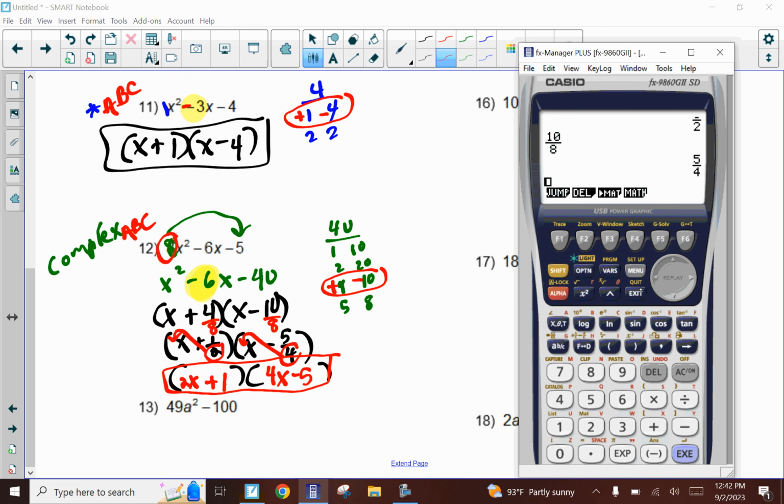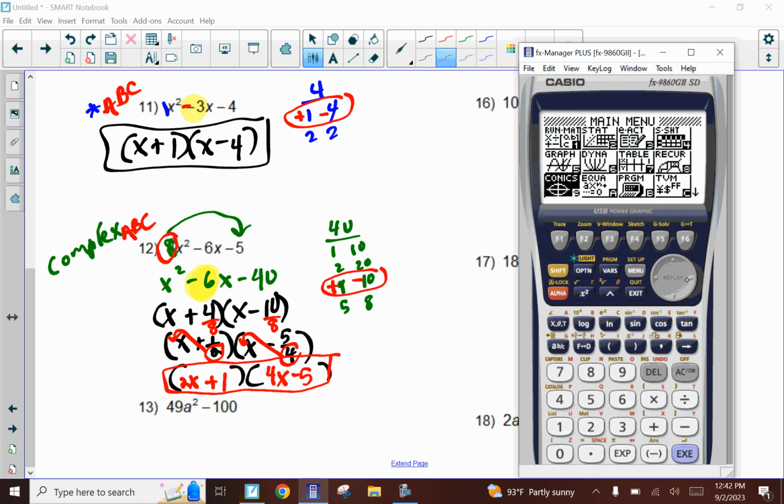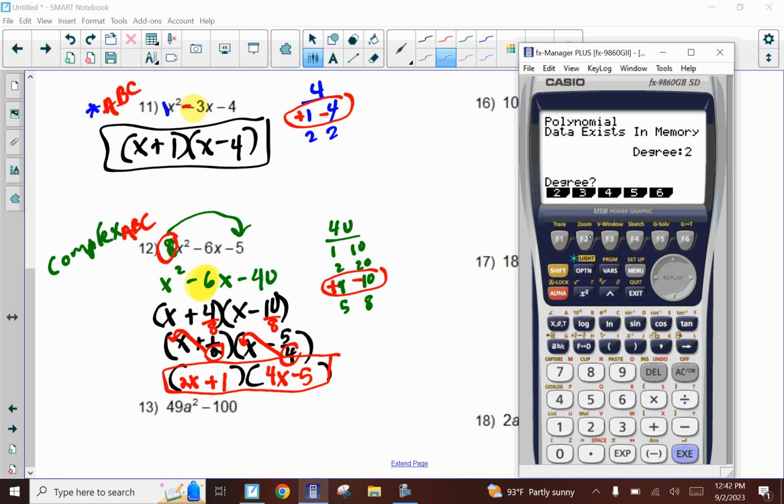If you go into your solver, go into the equation solver, polynomial, degree 2, you can stick in an 8. So you're sticking in the original problem. You're going to put in a -6. And then you're going to put in a -5. And it's going to tell you the answers are 5/4 and -1/2, which is kind of what we had in the parentheses.